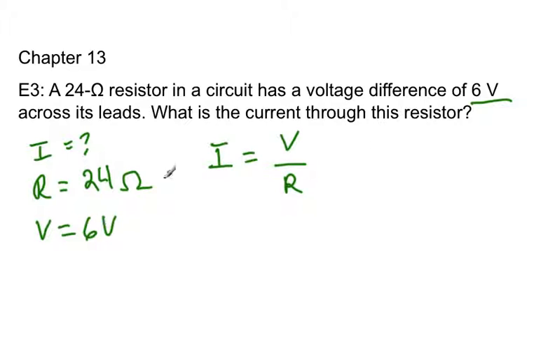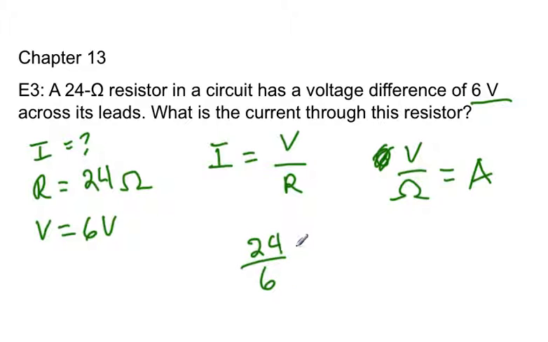So we have voltage, we have resistance. All we got to do is plug in, and a volt divided by an ohm is an amp. I'm not going to get into breaking these down. I just want you to know that a volt divided by an ohm is an amp. So all you got to do is take 24 and divide by 6, and you should get an answer of so many amperes. Alright, that's that one.